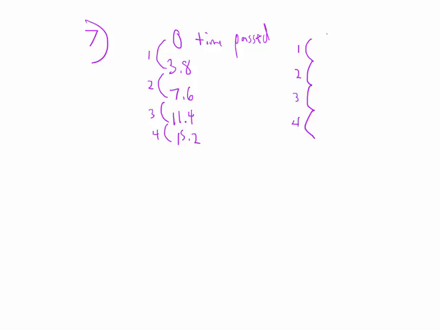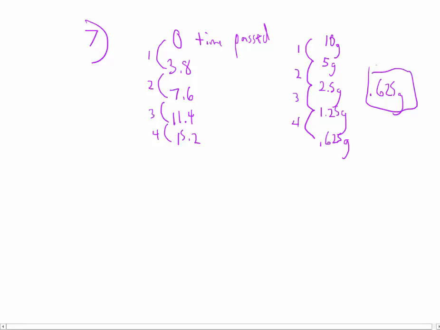we just start with our amount of sample we have, 10 grams, and see what happens when we half it that many times. So we half it once for the first half-life, again for the second half-life, again for the third half-life, and one more time for the fourth. So this is 0.625 grams, and 0.625 grams is your answer for 7.